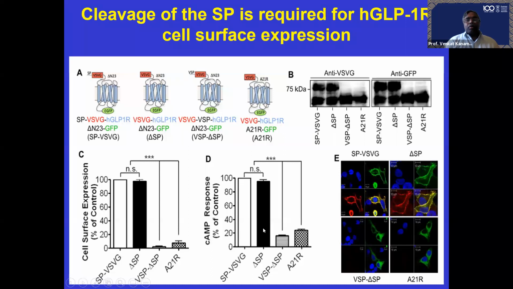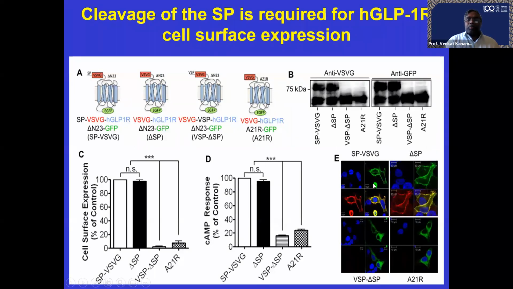Similarly, it reflects what we are seeing in the localization. The receptor at the plasma membrane is active, and therefore it produces a cyclic AMP response. Whereas the receptor which is inside the cell is no longer active because it no longer gets access to the ligand which is present outside the cell, and therefore it no longer produces cyclic AMP.